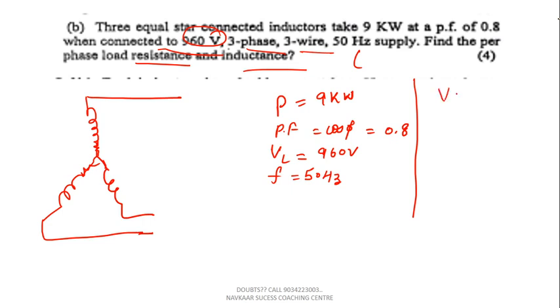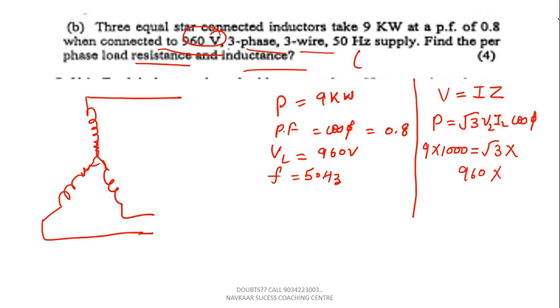As you know, the formula of current is V is equal to I Z, and another formula is power is equal to √3 VL IL cos phi, right? Power is 9 kilowatt, so you can write 9 into 1000 is equal to √3 VL, which is 960 volt, IL to be calculated, and cos phi is 0.8 power factor. So IL is 9000 divided by √3 multiplied by 960 multiplied by 0.8.